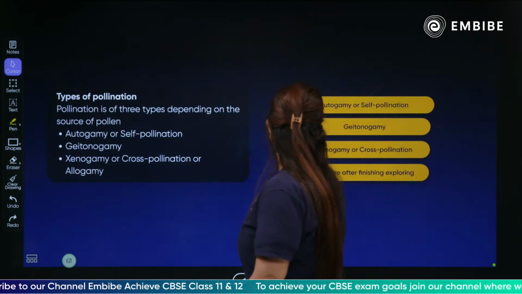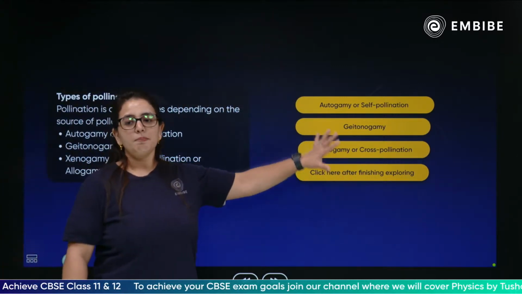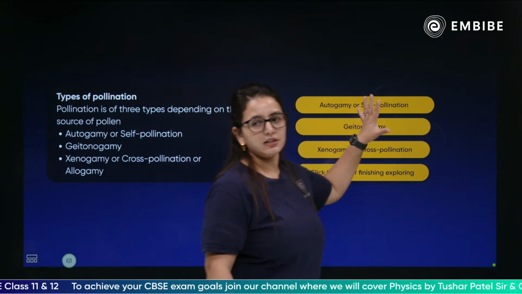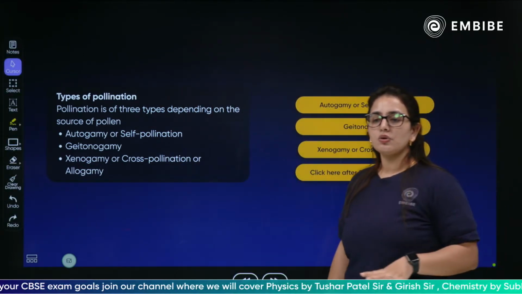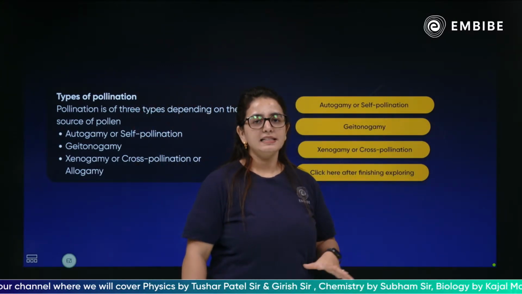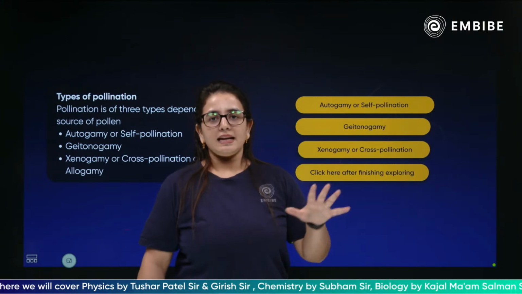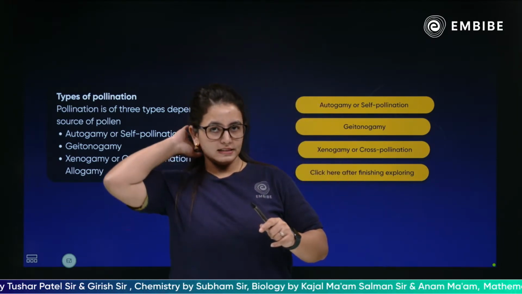Yes? Have you understood about all these types of pollination, be it autogamy, self-pollination, geitonogamy, xenogamy? Yes or no? Have you understood what are chasmogamous flowers and what are the cleistogamous flowers? Yes? Is there any part which is not clear to you, children?